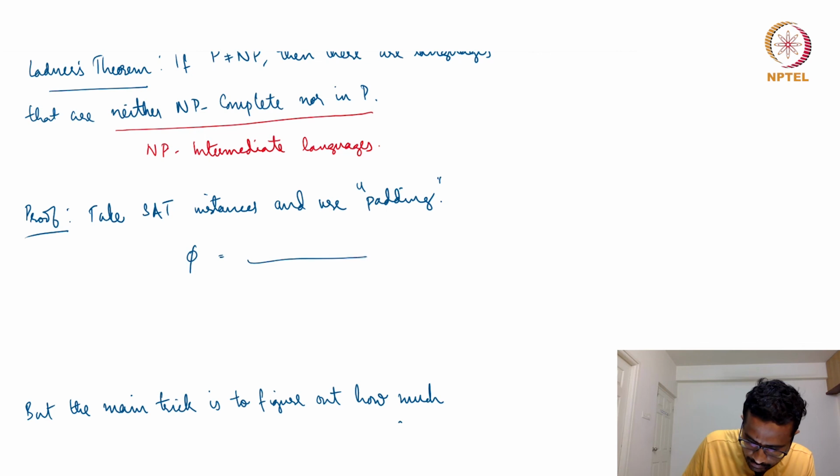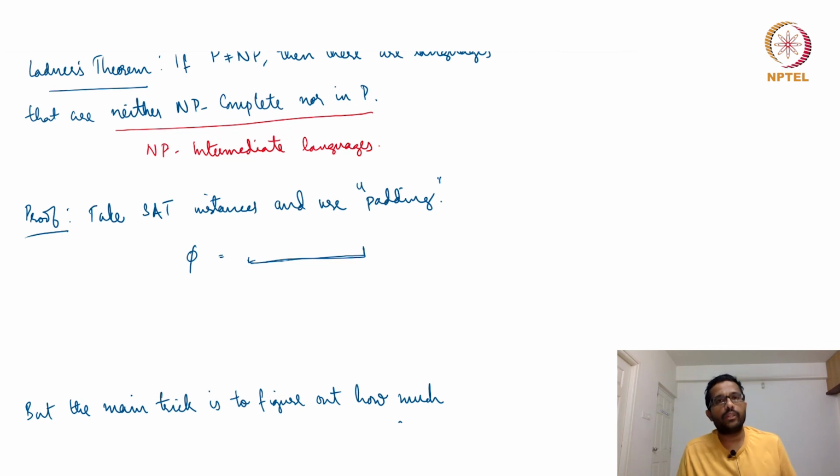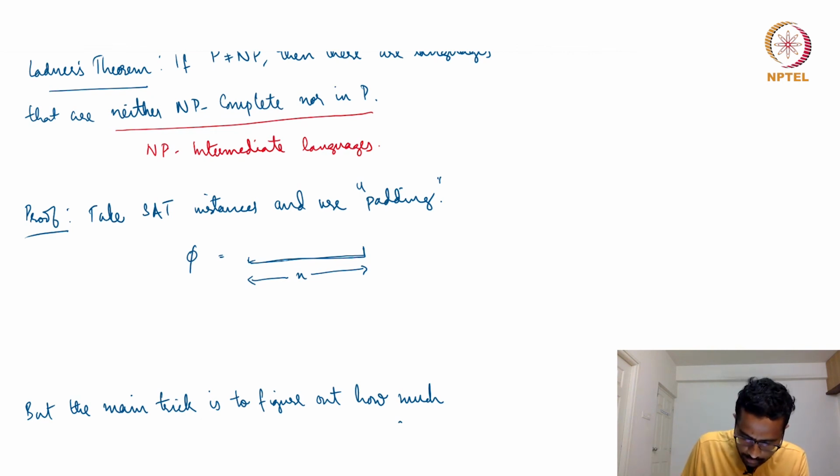To write phi I require this much, the formula takes this much length. In our usual terminology, n is the length of the input, and what we know is that there is no polynomial time algorithm in the length of the input. So if this is the input length, let us call it n, then there is no polynomial time algorithm in n, so there is no n power k time algorithm for any constant k.